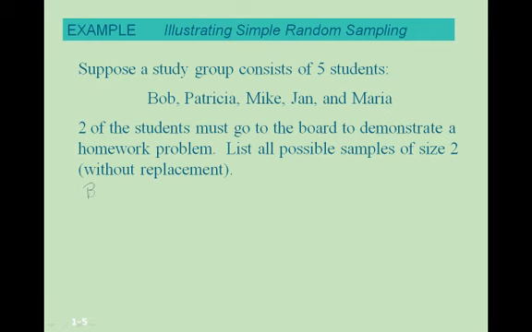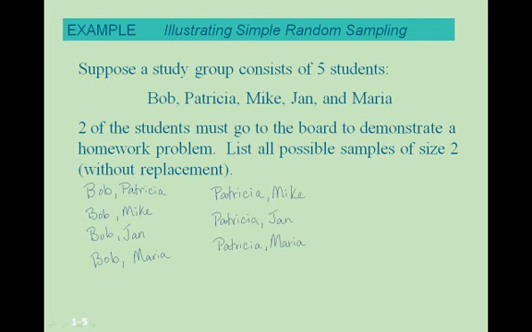So we'll list Bob, and then he can be paired with each of the 4 remaining people. So we end up with these 4 possibilities. Next we'll move on to Patricia. Since we don't want to write Patricia and then Bob, since we already have that pair, we'll list Patricia and pair her with each of the 3 remaining people. So we have these 3 additional possibilities.